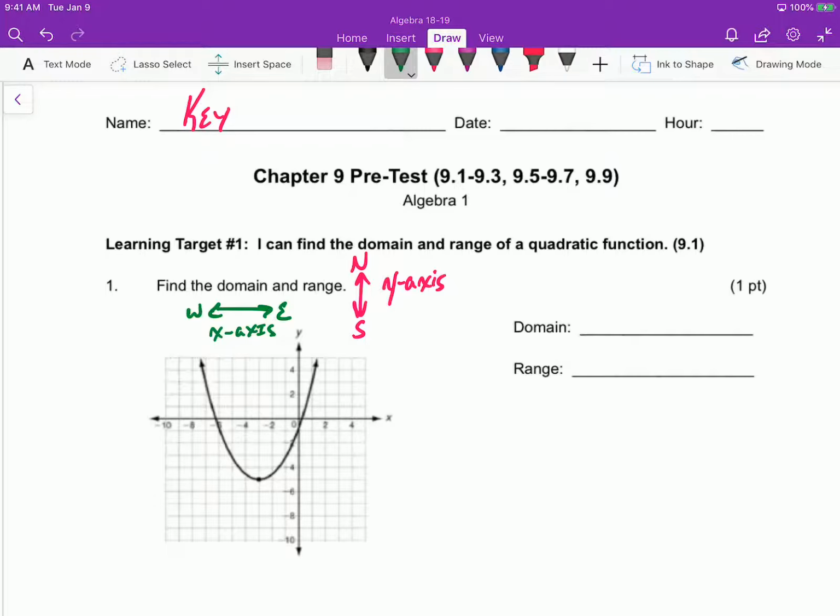So starting right off the bat with number 1. On number 1, they're asking you to find the domain and range. So domain, I like to think about it as west to east, side to side. That's the x-axis right here.